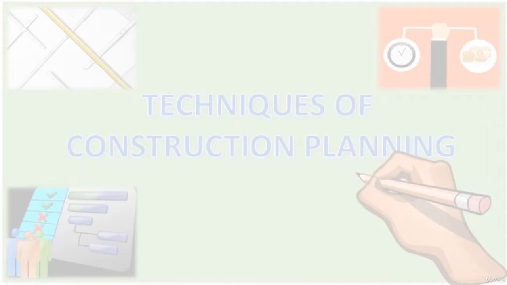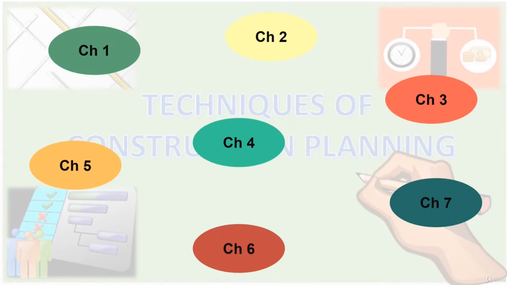Here, our course name is Techniques of Construction Planning, where we are going to learn the different techniques which are used for construction planning. In our course, 7 different chapters are there.